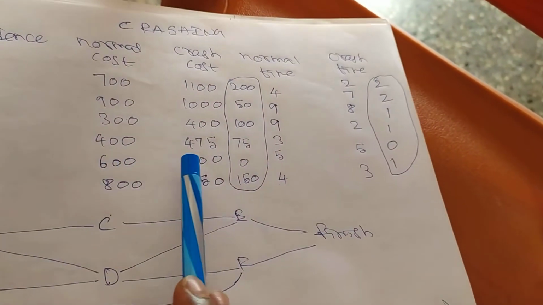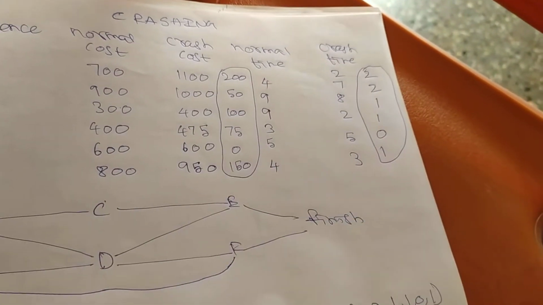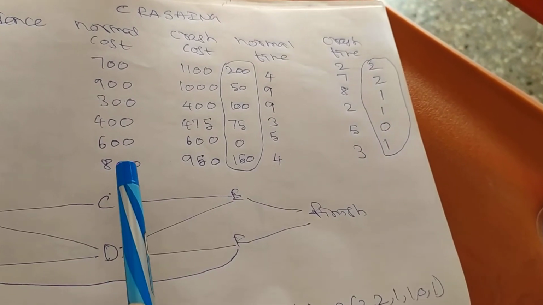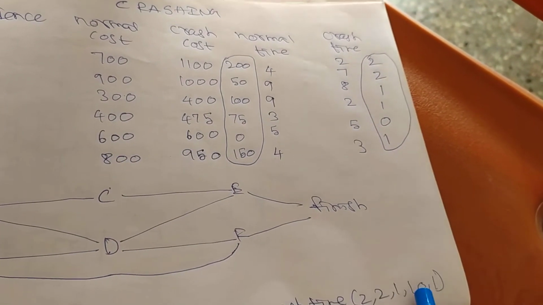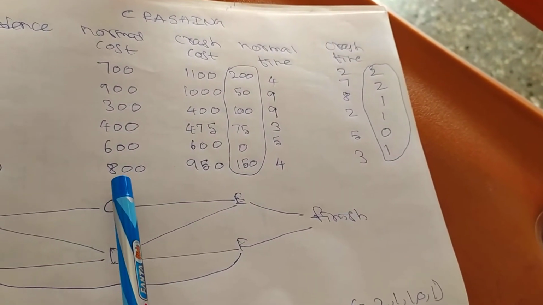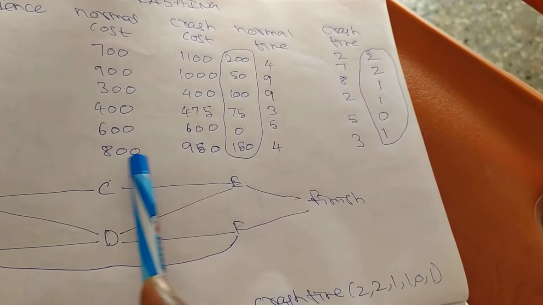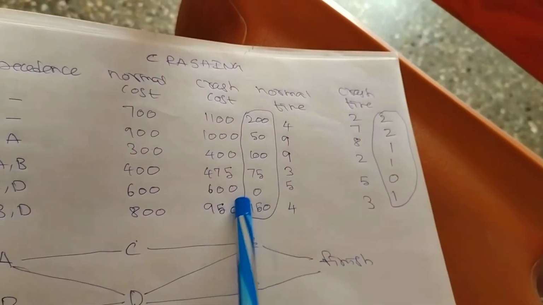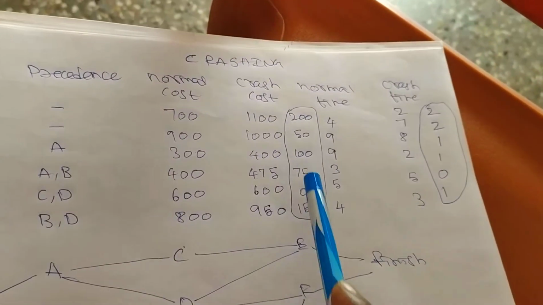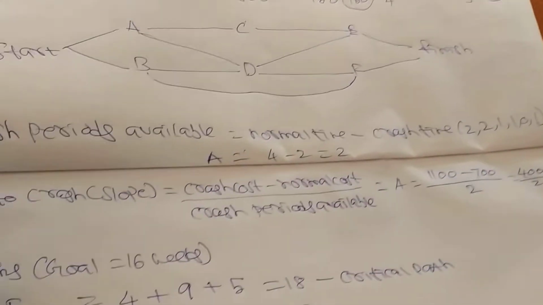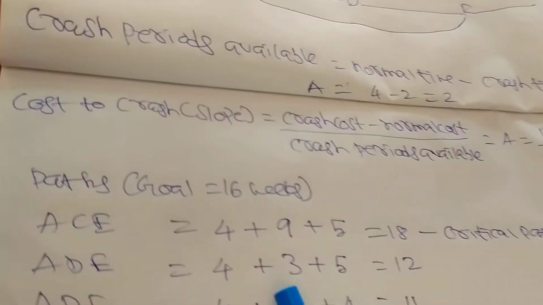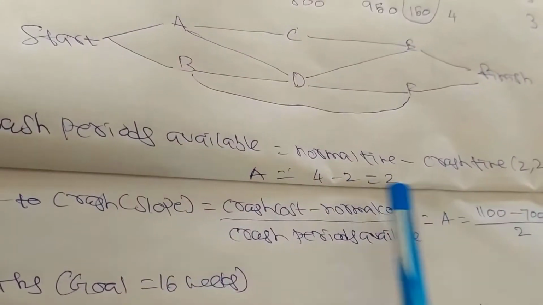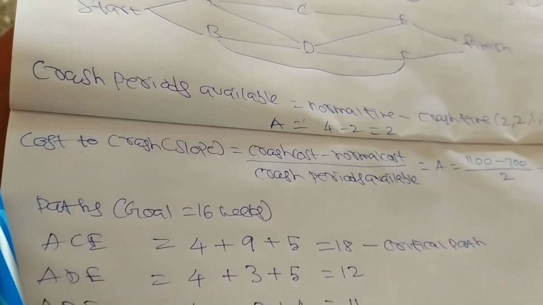Here also 475 minus 400 is 75, divided by 1 is 75. Here 600 minus 600 is 0, so 0. Then 950 minus 800 is 150, divided by 1 is 150. Like that you calculate the value of cost to crash. So we are calculating crash periods available, then cost to crash.